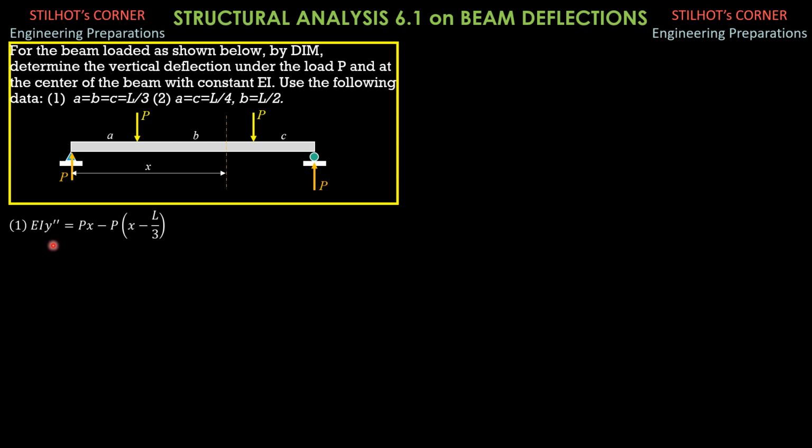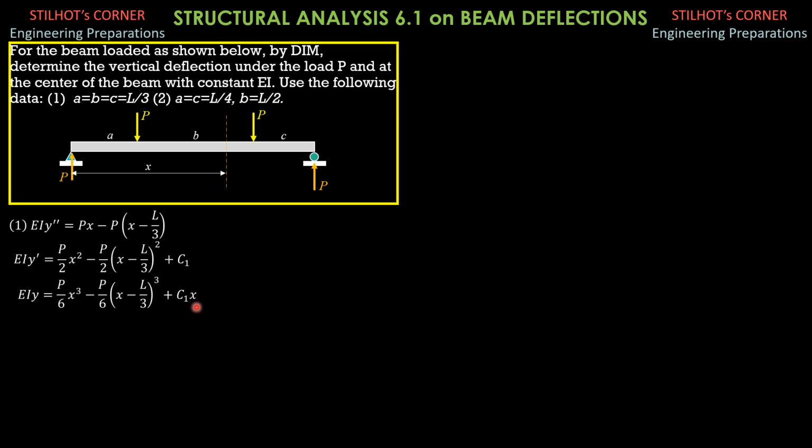Integrating, EI y prime equals P over 2 x squared minus P over 2 quantity x minus L over 3 squared plus C sub 1, the constant of integration, which is interpreted divided by EI as the slope at the left support or at the origin. Then because the left end or the origin is a support, there will be no C sub 2. So integrating further, EI y equals P over 6 x cubed minus P over 6 quantity x minus L over 3 cubed plus C sub 1 x.